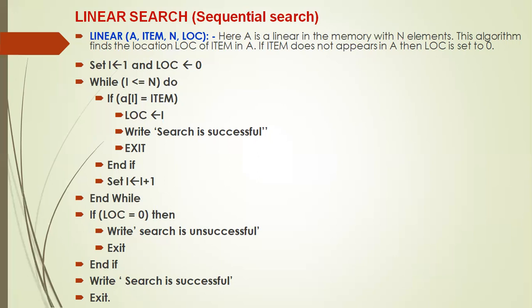So go to the end while, then go to the next statement. So LOC value, is it 0? Yes, in this case, LOC value still continues to be 0 only because it has not changed. If LOC is 0, what message are you printing? Search is unsuccessful. So I have traced the algorithm, one for successful search and the other for unsuccessful search.